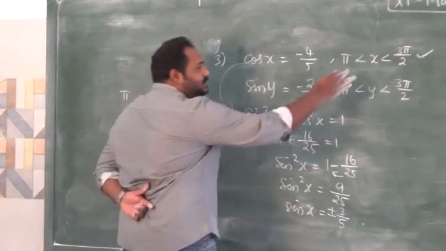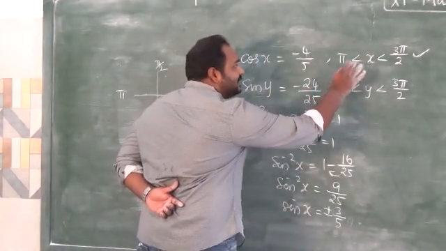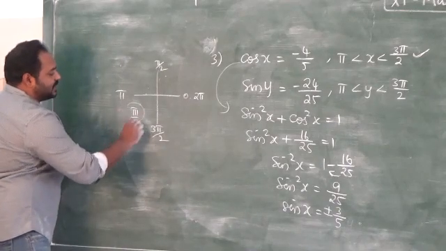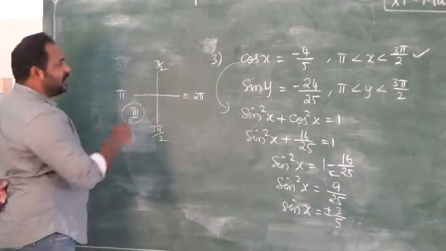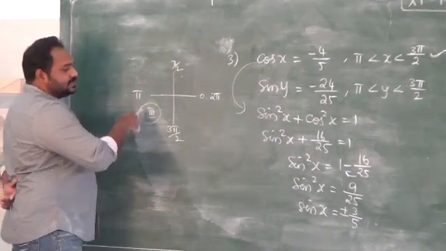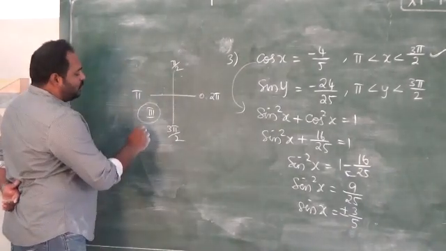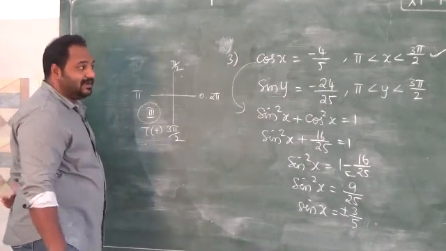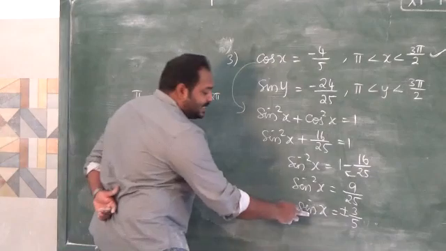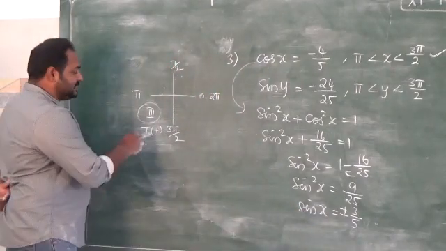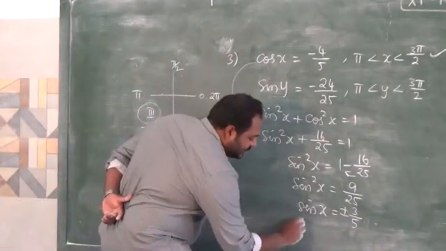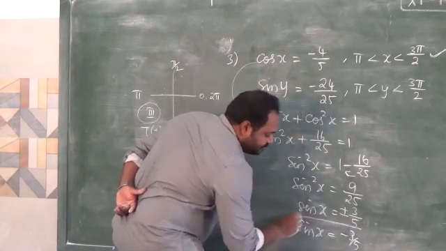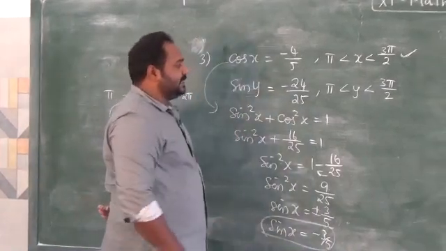Okay, so x occurs in between pi and 3 pi by 2. It means it occurs in the third quadrant. So cos x occurs in the third quadrant. In the third quadrant, only tan and its reciprocal are positive. All other values are negative. Sine is not positive in the third quadrant, so definitely sine value is supposed to be minus 3 by 5. Understand?